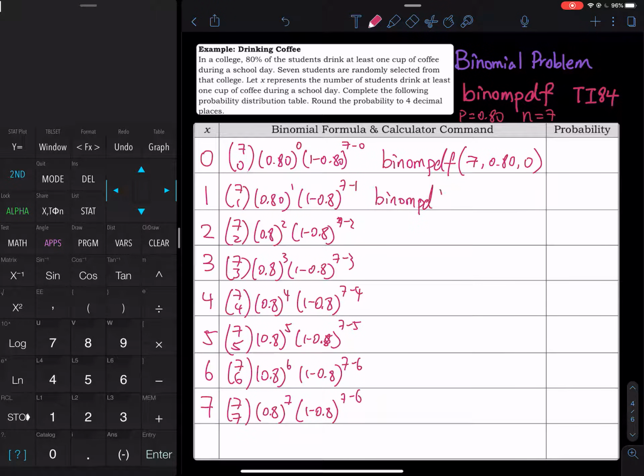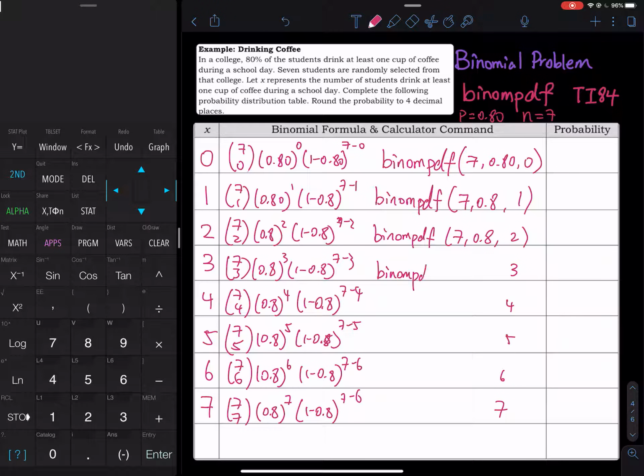The next one will be 7 and then 0.8, and then you have 1 success, and then binomial PDF. You have 7, success rate is 0.8, 2 successes. So this will be 3, 4, 5, 6, 7. Let's fill in the blank.